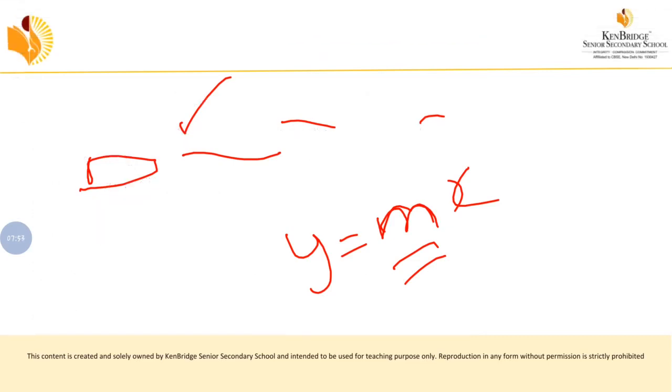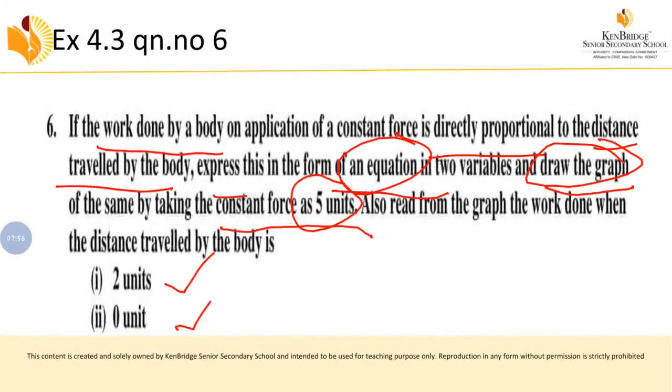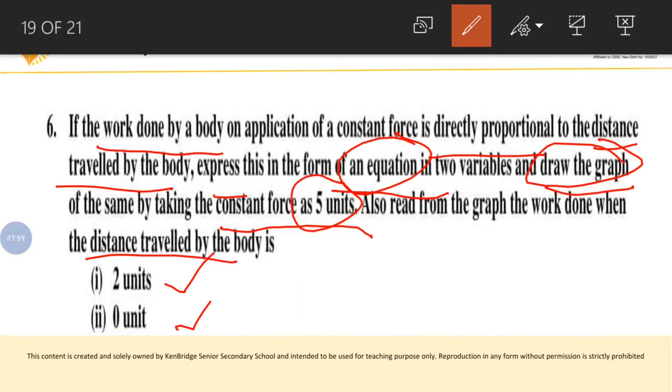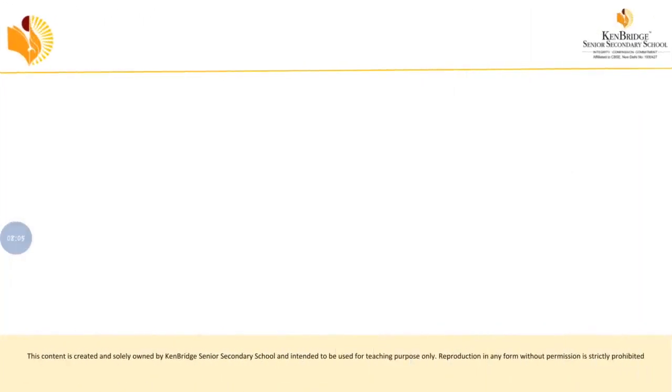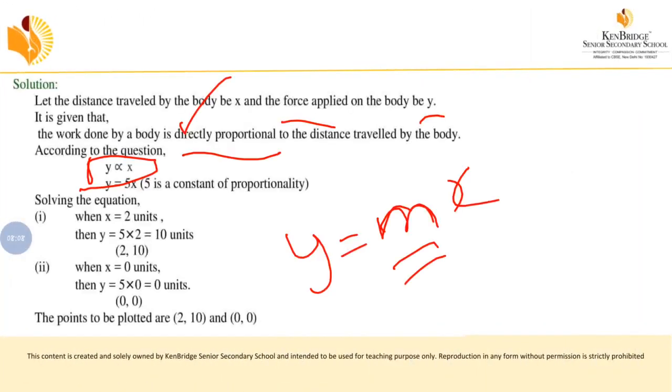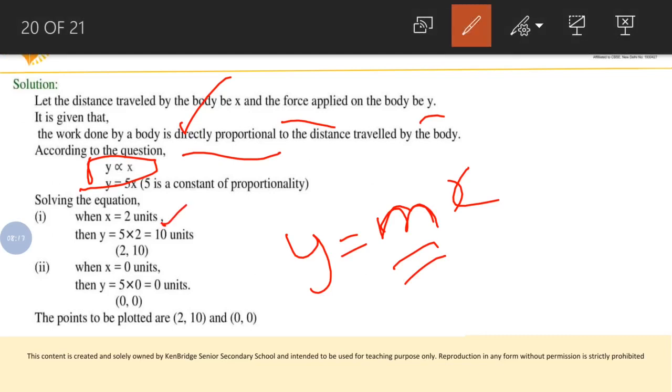Just look at the question. They have given values for the distance traveled by the body. We have to assume the distance traveled by the body is 2 units and 0 units. So which one is the distance traveled by the body? Here we have taken x as the distance traveled by the body. So the x value we have to assume as 2 units as well as 0 units. So x is equal to 2 and x is equal to 0. By substituting this in the equation, you will get the value of y, and we will get 2 points, right? So 2, 10 and 0, 0 will be the points which we got from the 2 units and 0 units of x value. Okay.